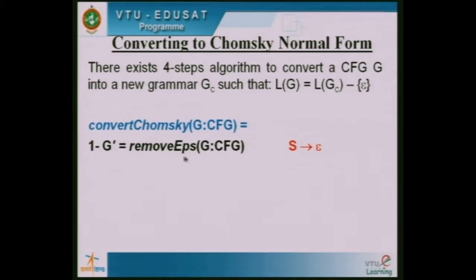First one, given the grammar G, we have to remove all the epsilon productions like S tends to epsilon. This example we have studied in the previous session, wherein all the epsilon productions will be eliminated and the grammar obtained is G dash. Then this grammar G dash acts as input for the next algorithm, wherein we go for removing unit productions.